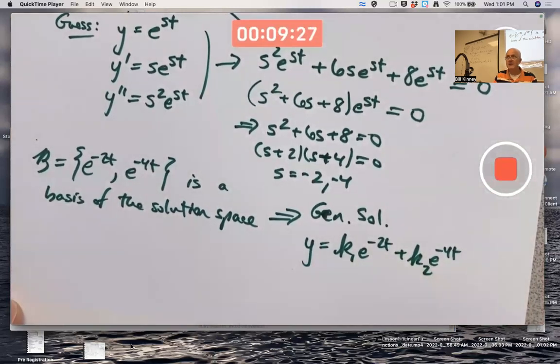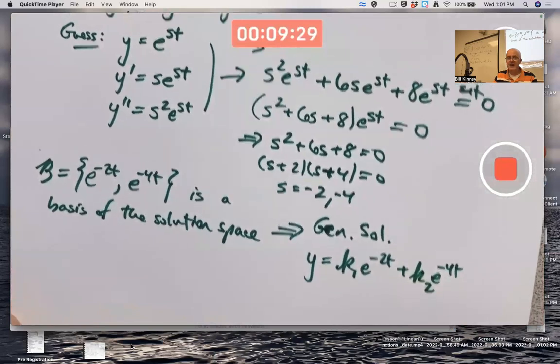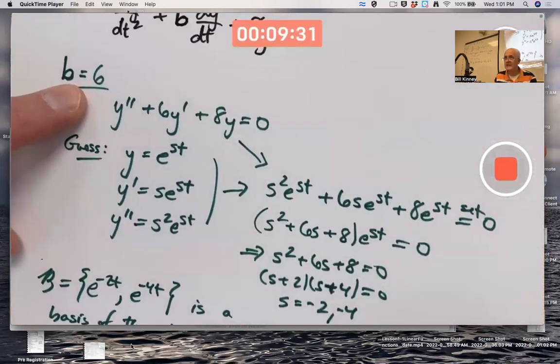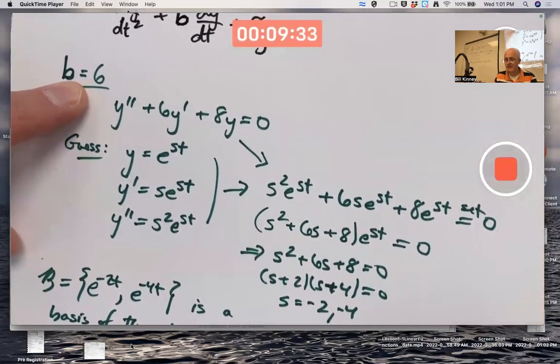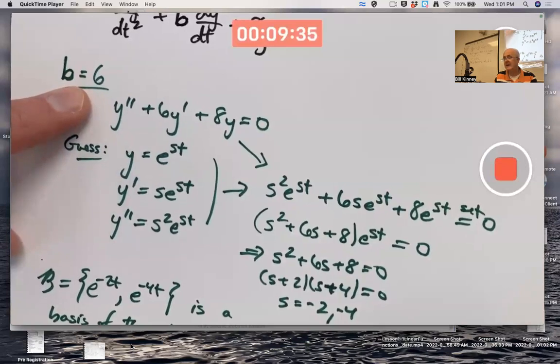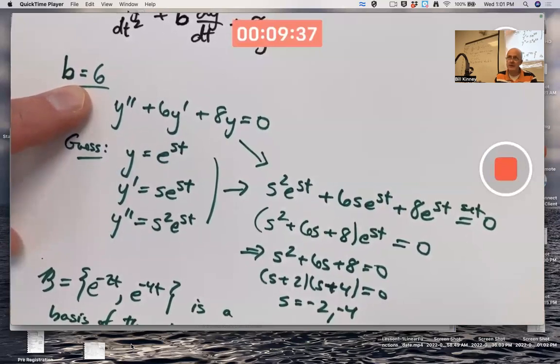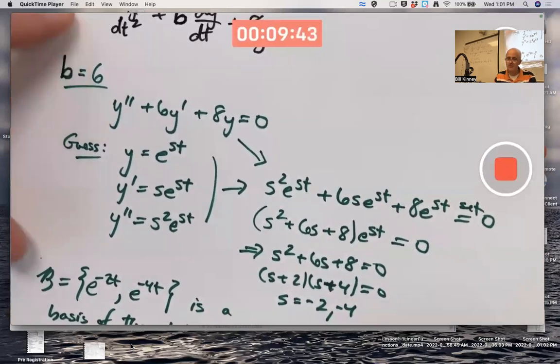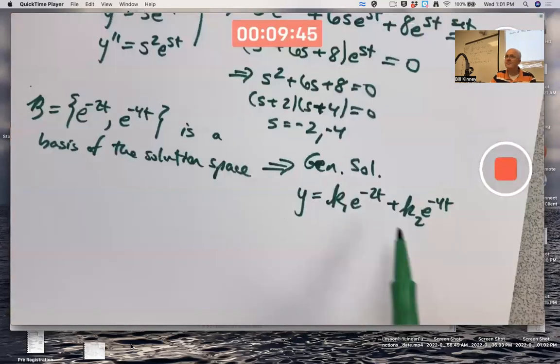You can use this to solve initial value problems, though initial value problems for second order equations need two initial conditions. And if this y is position, you need an initial position, y of 0 equals something, and you also need an initial velocity, y prime of 0 equals something, to solve for k1 and k2.